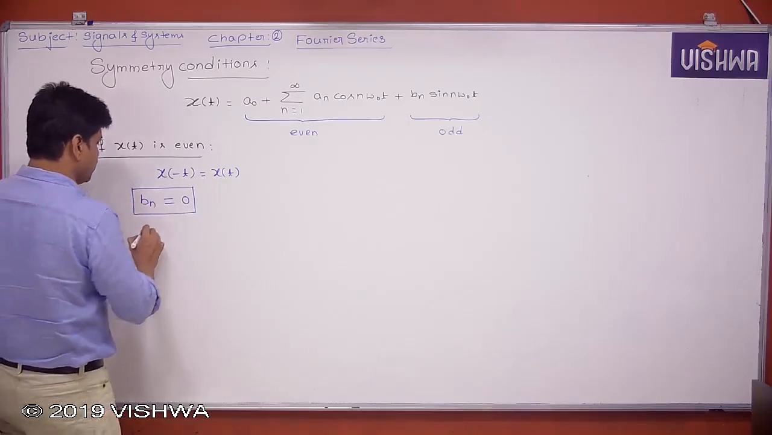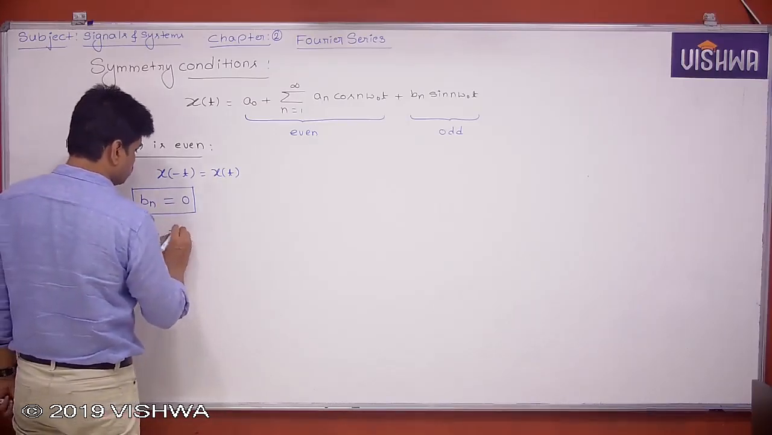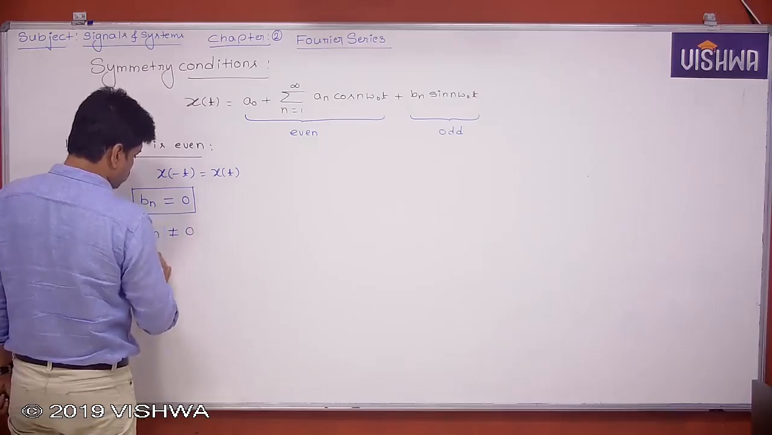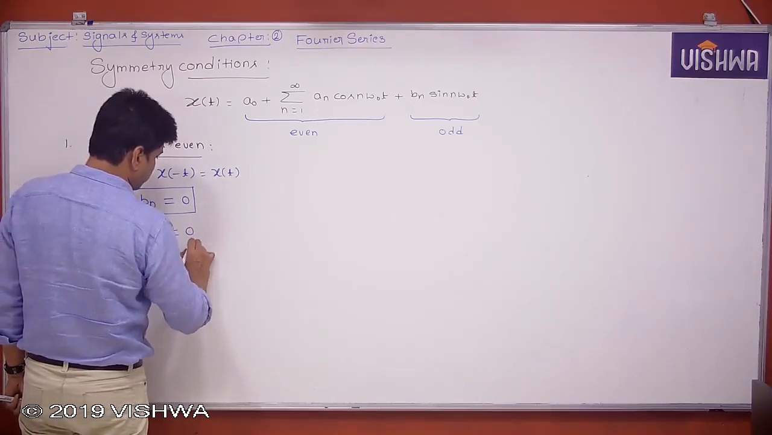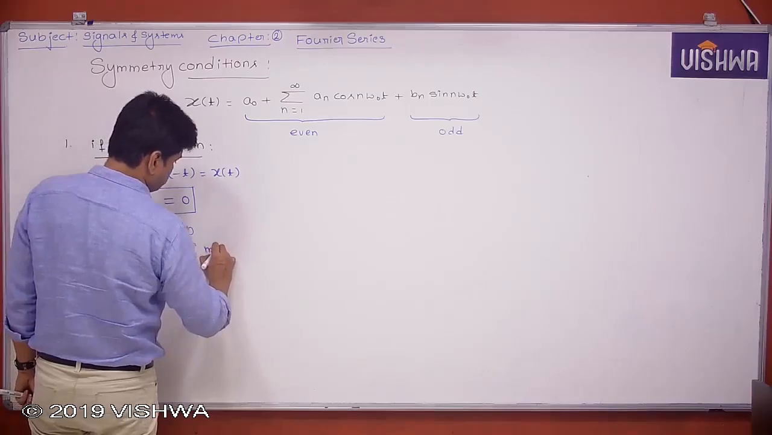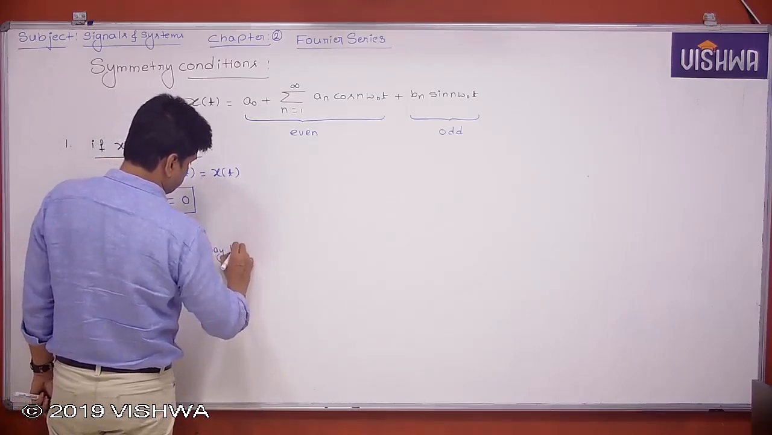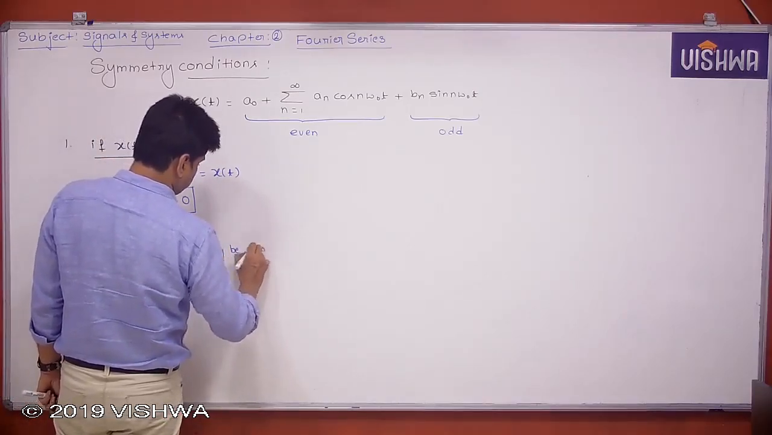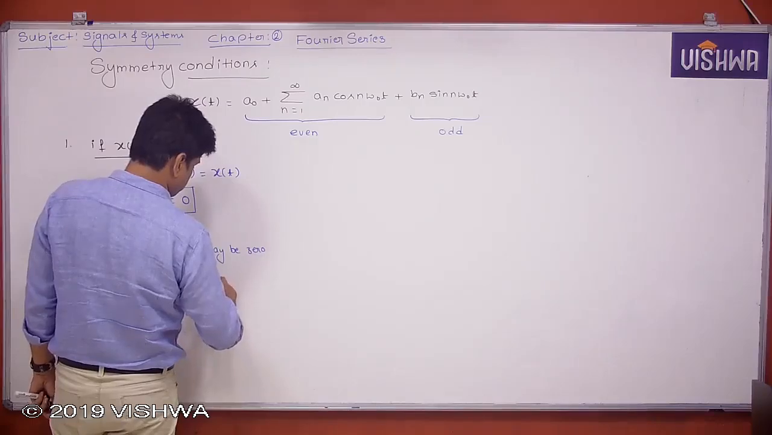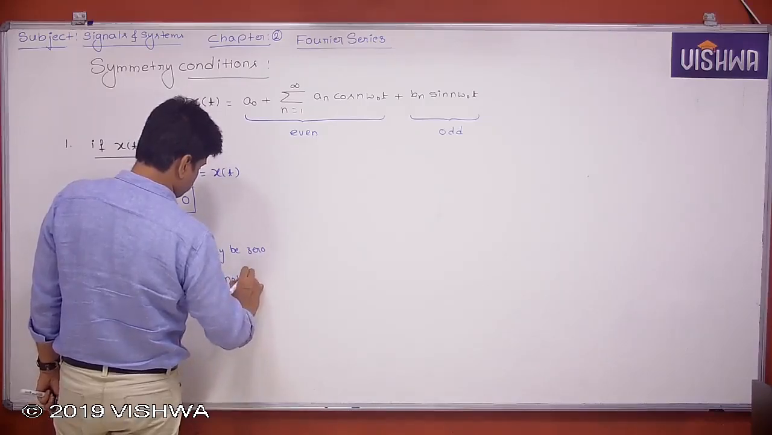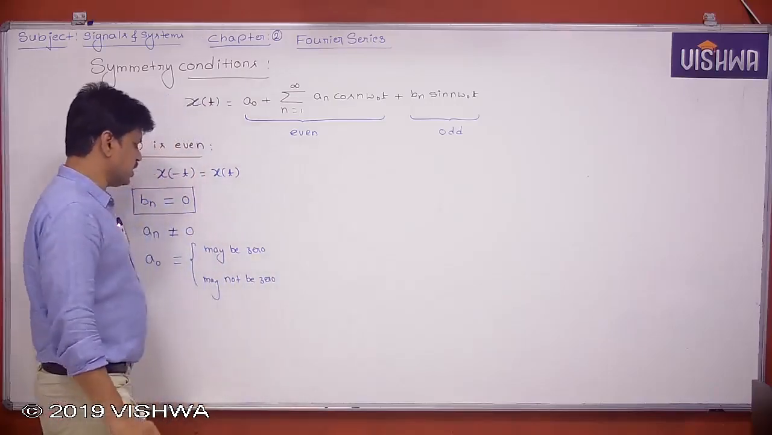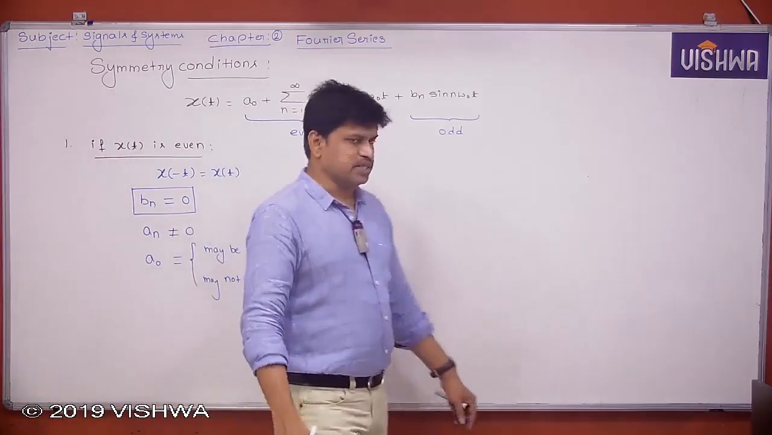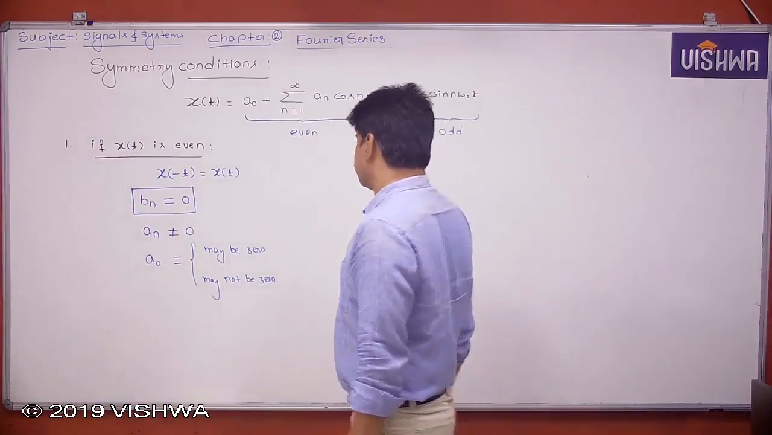Next, An not equal to 0. What about A0? A0 may be 0, may not be 0. Why, sir? How can we say it is 0? How can we say it is not 0? So let's take an example so you can understand.